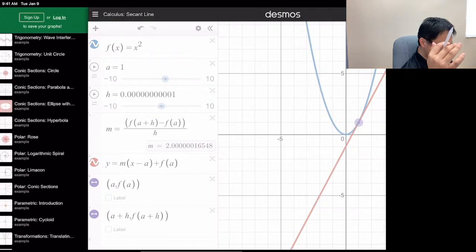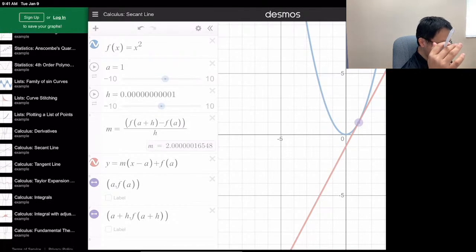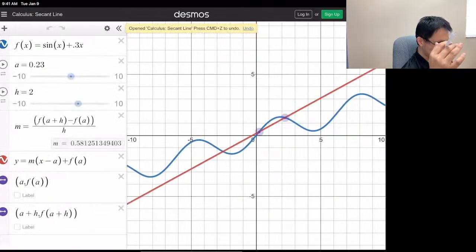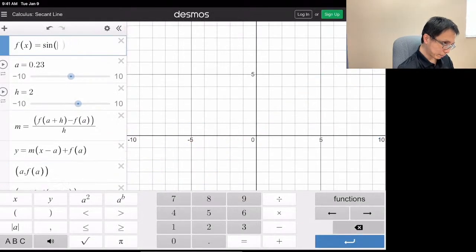Then what you're going to do is go to calculus. And then you're going to go to the one that says secant line. Do you see that? Do you see calculus, secant line? You're going to click on it. It's going to show up like this. I don't like the sine function, so I'm going to change that function to x squared.